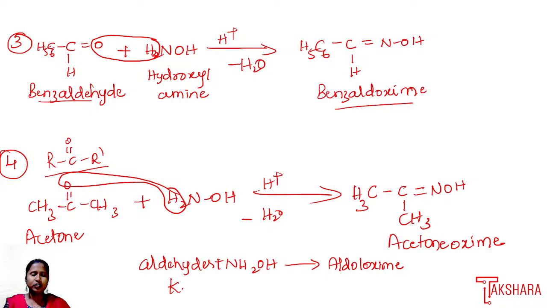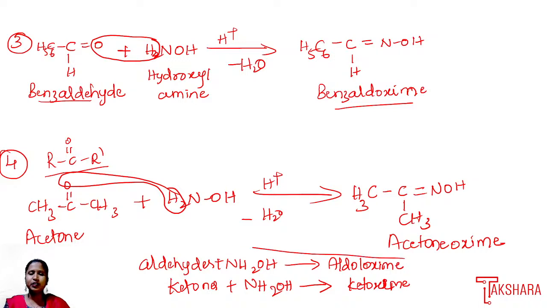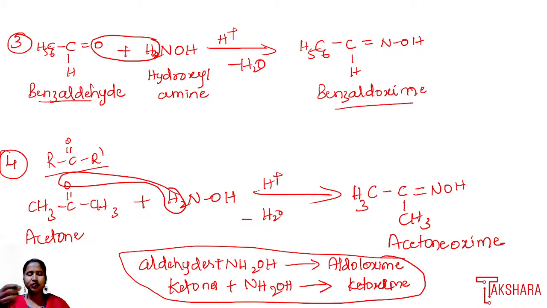Then ketones undergo the reaction with hydroxylamine NH2OH, and we get ketoxime as the product. Ketoxime. Okay, so the ketoxime product is going to form. So from this we can note this point: aldehyde undergoes the reaction with NH2OH and we get aldoxime. Ketones undergo the reaction with NH2OH, and we are getting what as the product? Ketoxime.